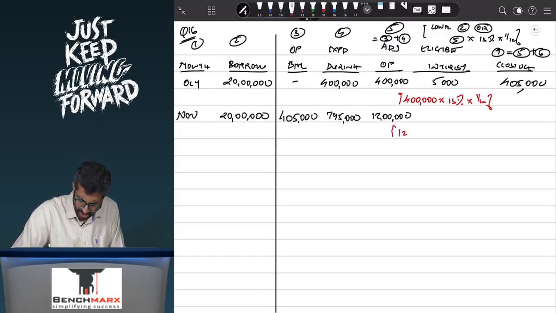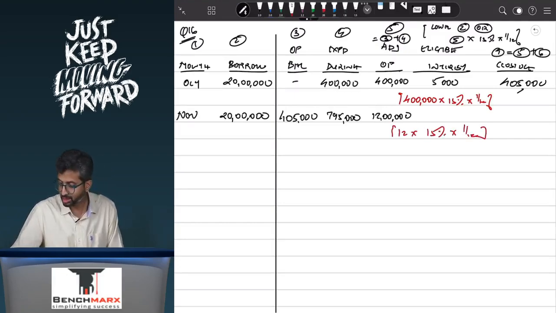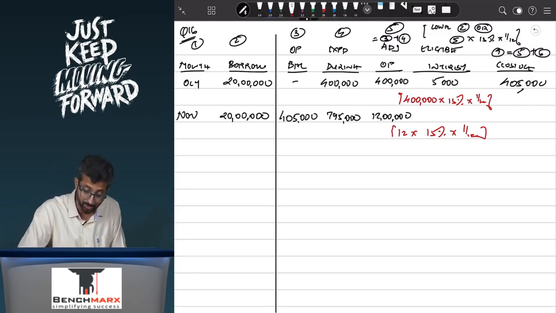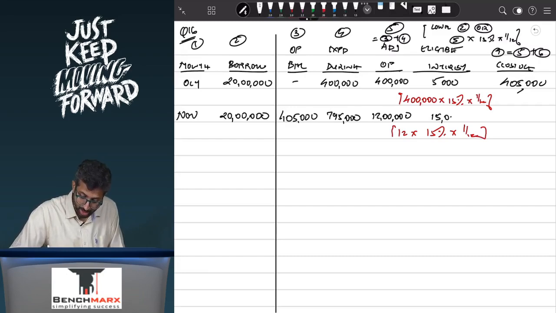Acha, out of 20 lakhs, 12 lakhs is used for a qualifying asset into 15% into 1 by 12. So this is, for example, 12 lakhs into 15% divided by 12 comes to around 15,000. And interest account debit to bank and asset account debit to interest. So your total will be 12 lakh 15,000. Now comes the month of December.